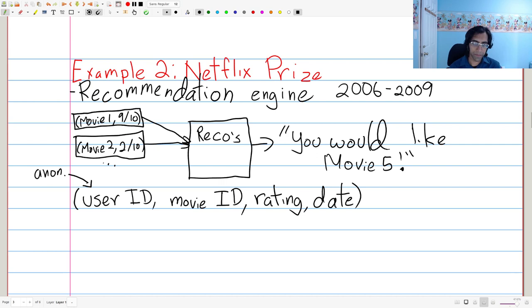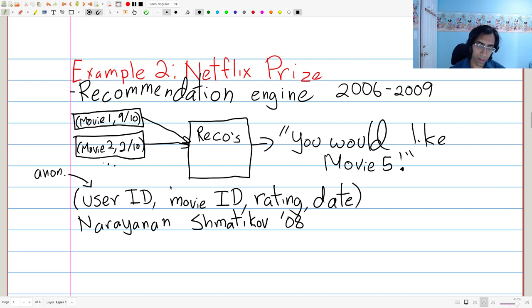Okay, so it seems like they did a pretty good job, right? Well, of course, as you might be guessing, as in the example that I mentioned in the previous example, this isn't going to be good enough. And the reason was shown by two researchers, Narayanan and Shmatikov. And this was an attack shown in 2008. And how do they do this?